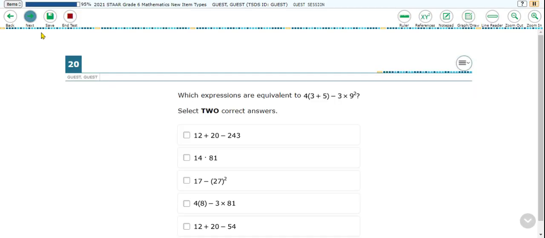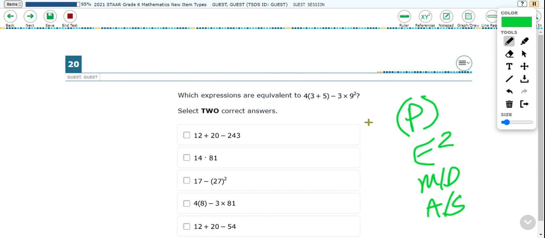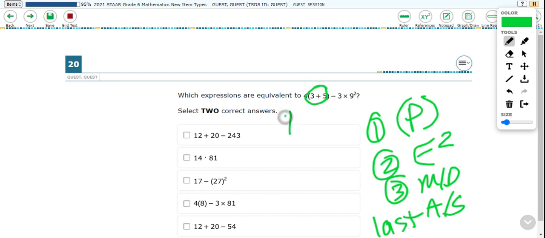And then here's the last question for the STAAR review new item types. So we're going to go through order of operations: parentheses, exponents, multiply, divide, add, and subtract. Step 1, step 2, step 3, and the last thing you do is add or subtract by itself. Parentheses, 3 plus 5 is 8. And then exponents, this is 9 times 9, which is 81.